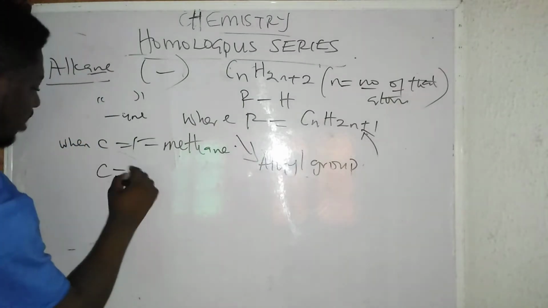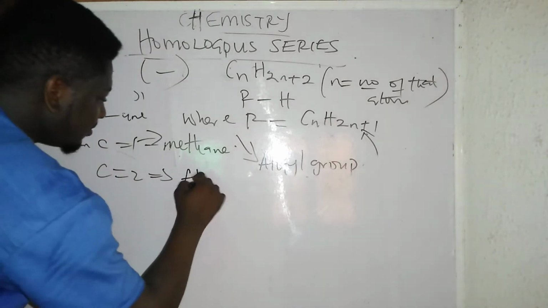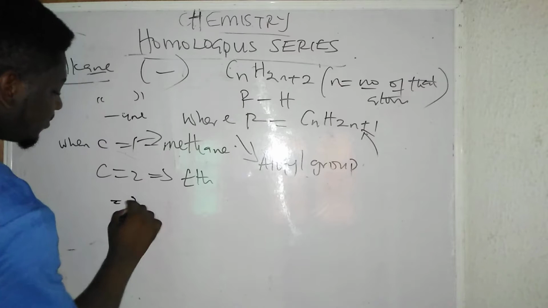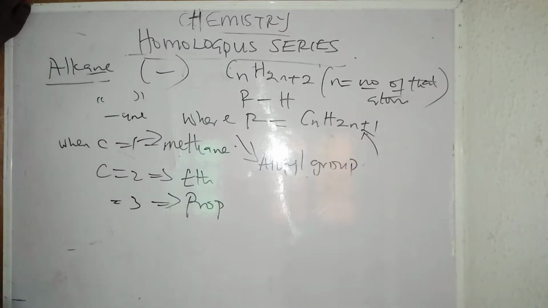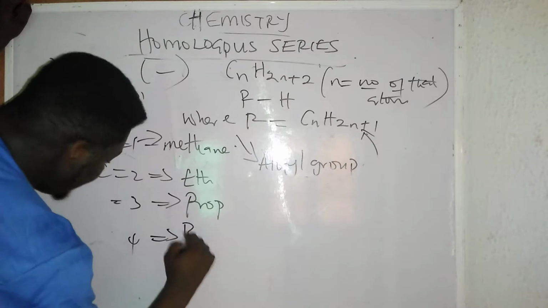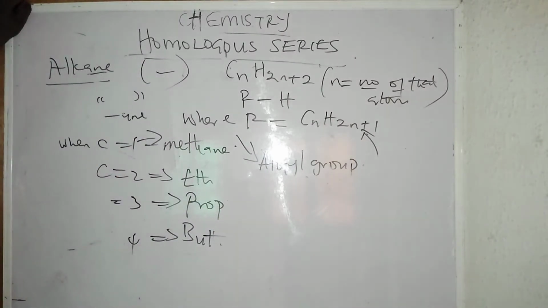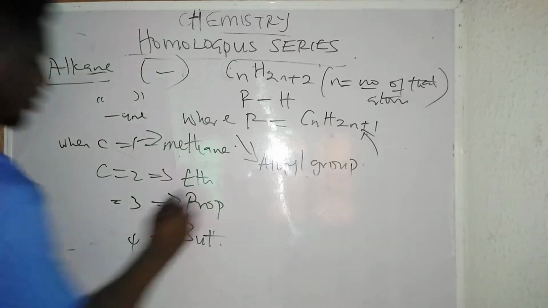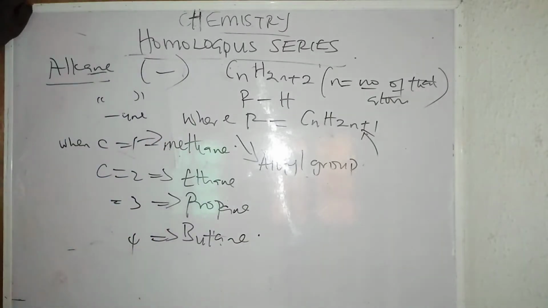When C equals 2, it becomes eth. When it becomes 3, it becomes prop. When it becomes 4, it becomes but. Now, let's add the suffix because of the family they belong to, which is -ane.